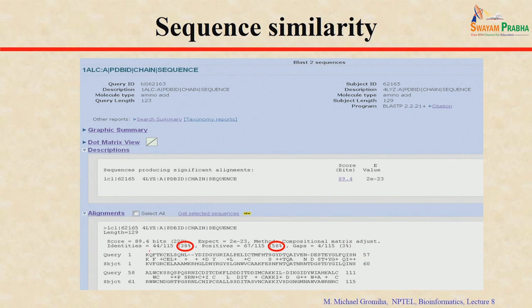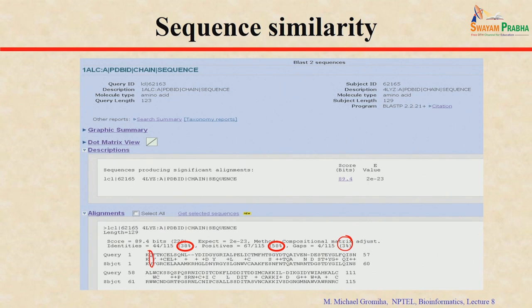You can see Q and V, right, they have a negative score in the BLOSUM matrix or the PAM matrix. So here they are gaps. In some cases, if it is the same, they put the same residue. And the plus means they are positives in the case of the BLOSUM or PAM matrix, right. So now we see there are 3% gaps, and 58% positives and 38% identities, right.